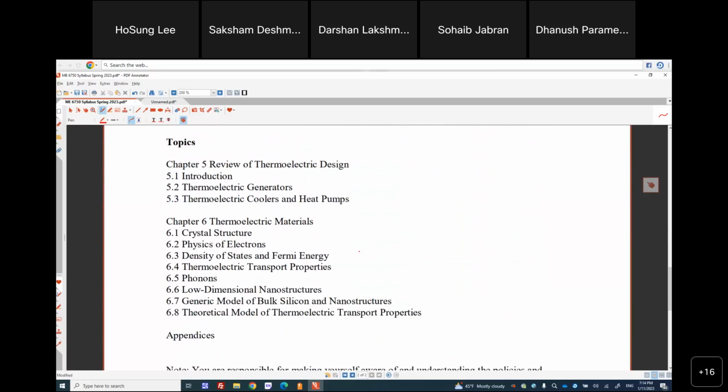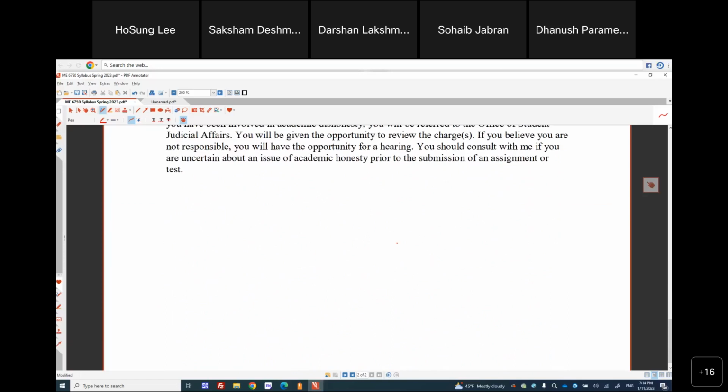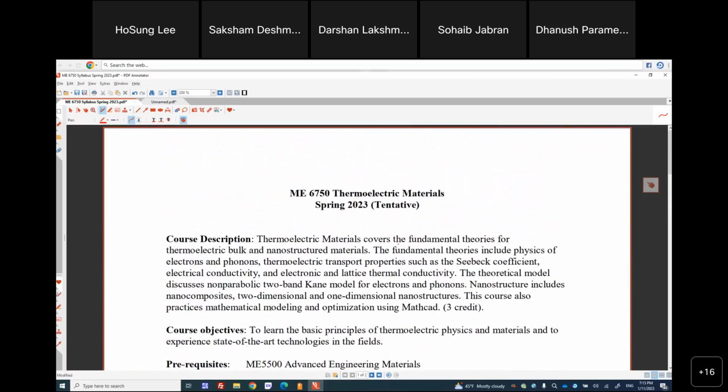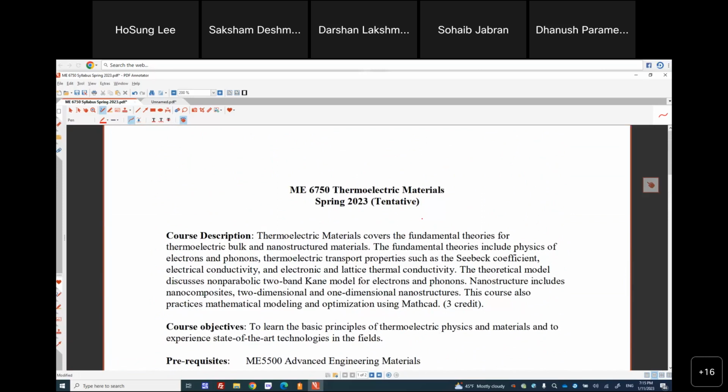Okay. Now, the topics are chapter 5 and chapter 6 of the textbook, but huge pages, okay? It's more than 300 pages. So many pages we're going to discuss. So, the syllabus now. I don't think we will use a computer program; it's mostly hand calculation. Okay.